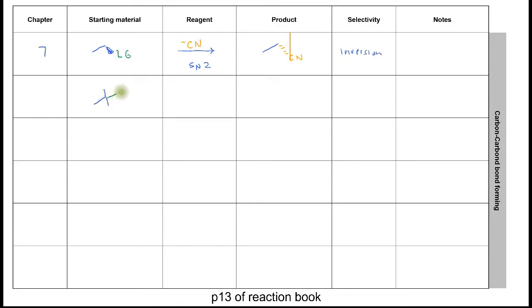You can do this with the tertiary. This is going to be an SN1. And instead of CN minus, we do this with HCN. And you get the squiggle, a racemic mix here.